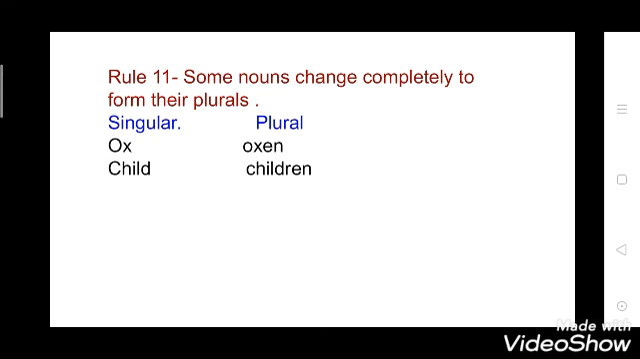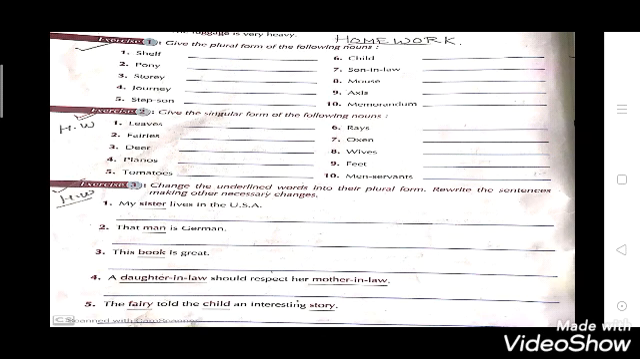Write rules in your copies. And here is your homework for today. Exercise 1, 2, 3. In first exercise, give the plural form of the following nouns. You have to write the plural form. In second exercise, you give the singular form of the following nouns. The plural is given, you have to write the singular form.